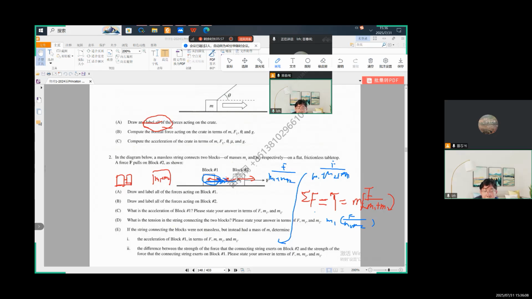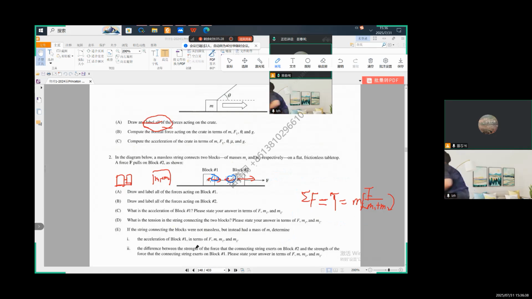It's like the force here and here, the difference. Yeah, if the mass of the string is not zero, that'll be the case. Does that make sense? Well, let's just say if there is a difference, let's just find them. First, let's find the strength of the force that the connecting string exerted on block 2.